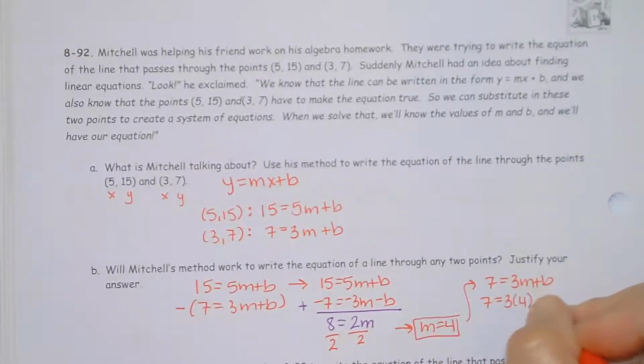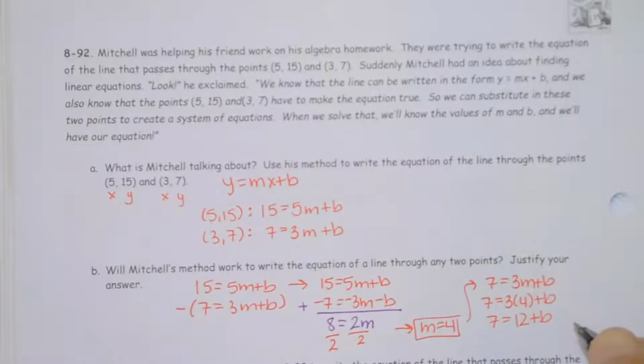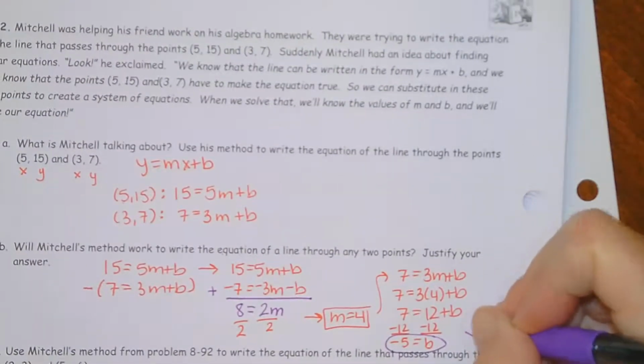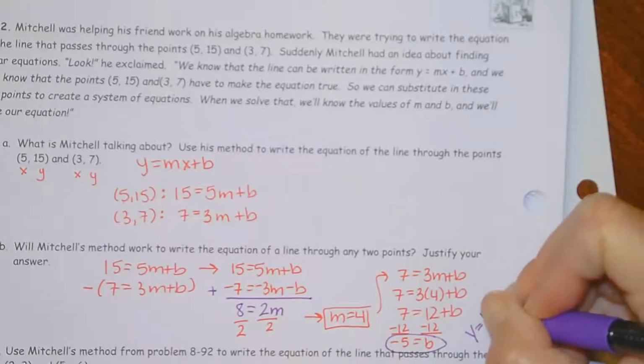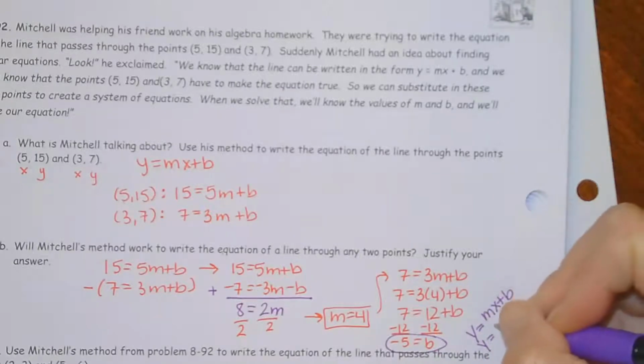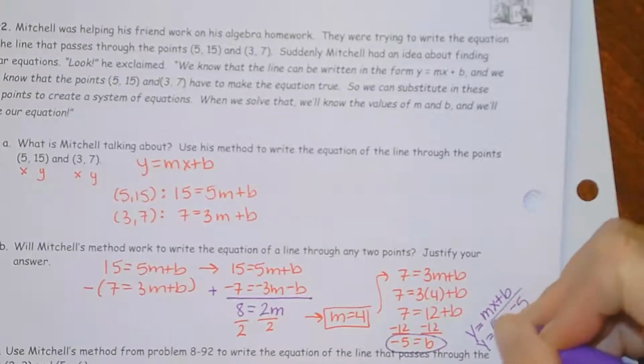So 3 times 4 + b. So now I get 7 is equal to 12 + b. And now I'm going to subtract 12 from both sides. And I get -5 is equal to b. So now I know my m is 4 and I know my b is -5. So I know my equation is going to be y = mx + b again. So y equals, in place of my m, I'm going to get 4x, and in place of my b, I'm going to get -5. And that is our equation.